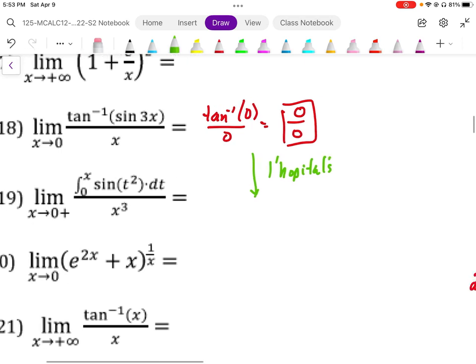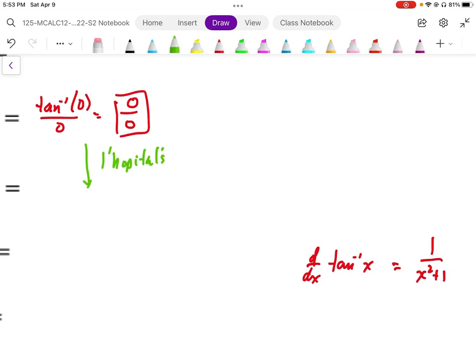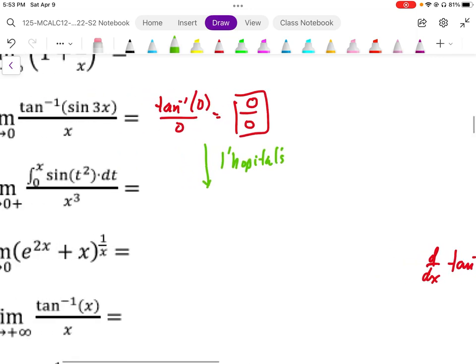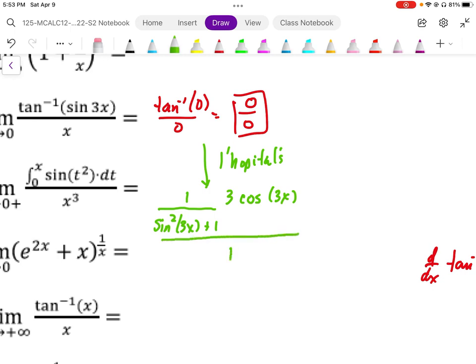And this is where I'm going to need the derivative of arctan, so I'm going to use that derivative. When I differentiate the numerator here, I'm going to end up with 1 over sine squared of 3x plus 1. Then I differentiate the inside function, that becomes cosine of 3x, times 3. And then in the denominator, we just have 1. So I want the limit as x approaches 0 of this expression.